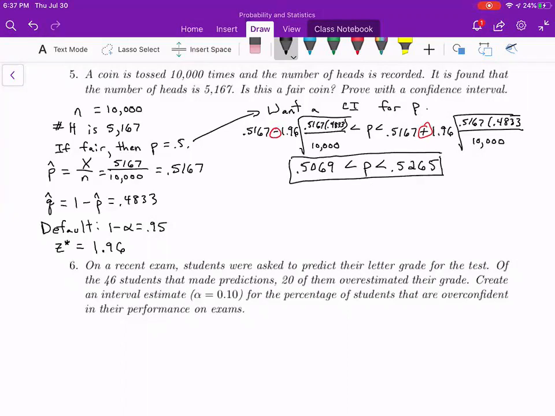And when you calculate, you should get the interval for P to be between 0.5069 and 0.5265. How do we know what to round it to? In this case, it's important to be more exact, because if you round to the first decimal point, you're going to get the wrong answer.